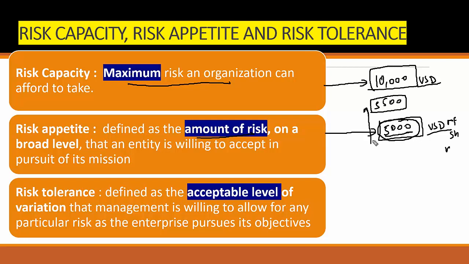I increased my appetite level, which is called a tolerance, to $5,500. So this has become my risk tolerance. Risk tolerance is defined as an acceptable level of variation. Can you see the variation? The management is willing to allow it for any particular risk.